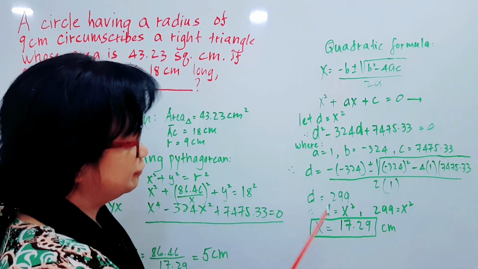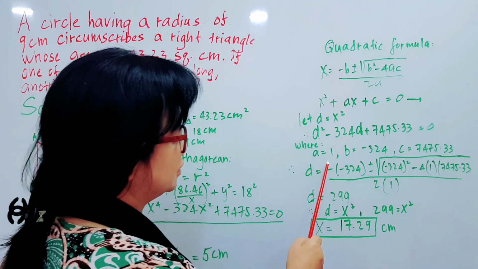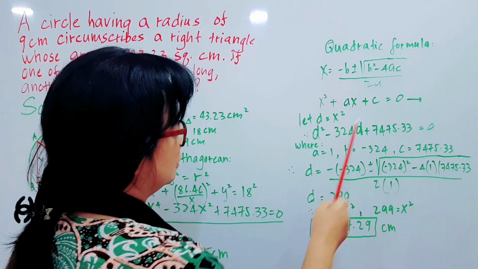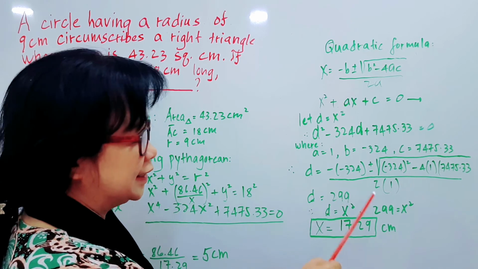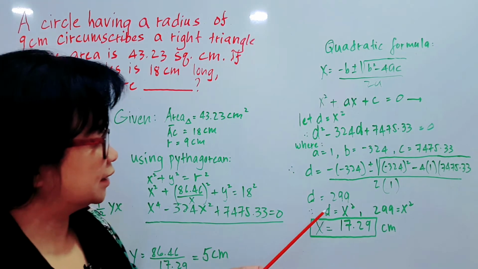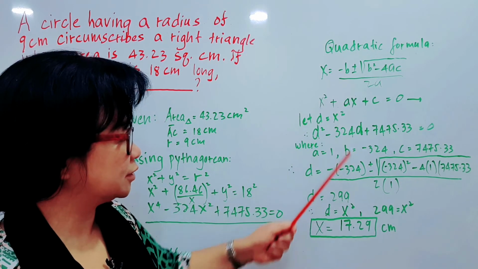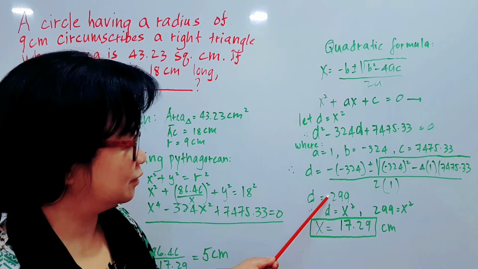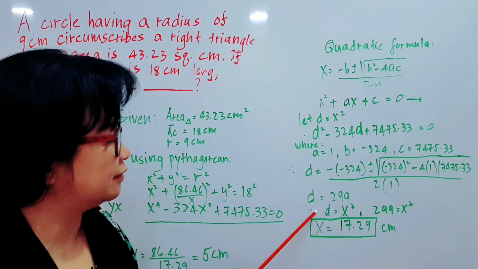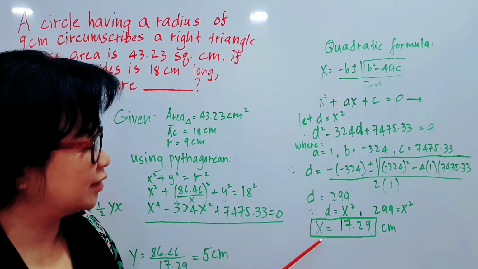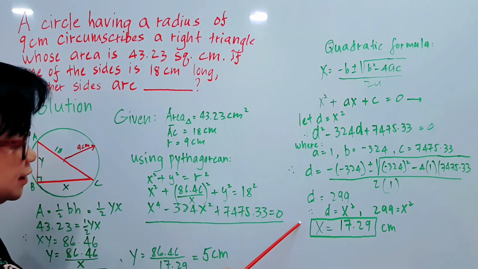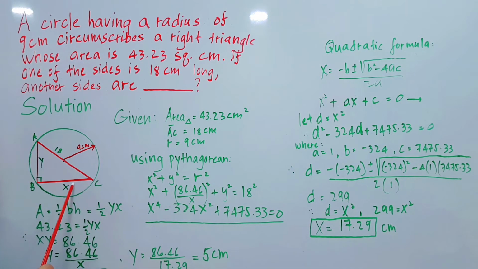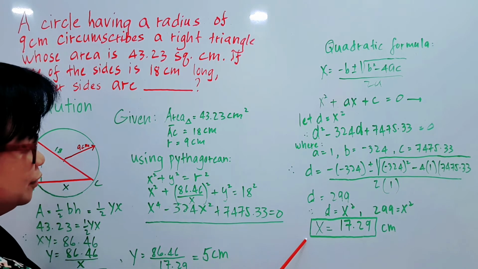7475.33. Therefore, substituting all these values to this equation will result to d is equal to 299. So, balik tayo dito na we let d is equal to x squared. So, nakuha na natin ang d, which is equal to 299. Substituting the value of d, x therefore is equal to 17.29 cm. So, here it is. Nakuha na natin ang side ng x, ang value ng x. Yun yung sa right triangle.